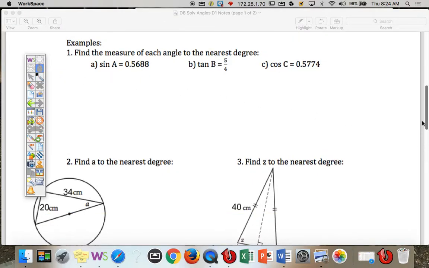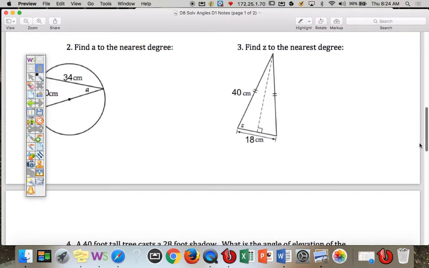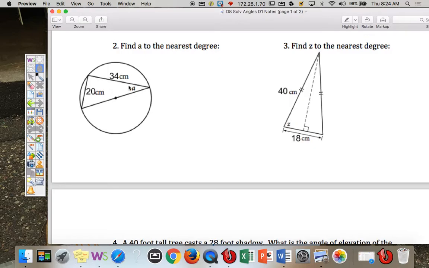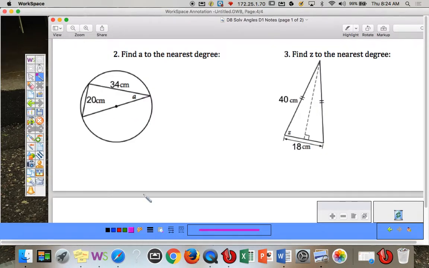Let's try these problems in context. So number 2, find a to the nearest degree. We have this triangle right here inside the circle. So I'm going to start with my angle. Like the side problems, we have to assign our sides O, A, or H. So this is our angle. Here's the adjacent side. Here's the opposite side. So if you think about SOHCAHTOA, this is tangent. Tangent of A equals opposite over adjacent.